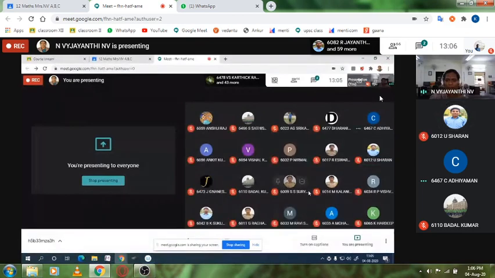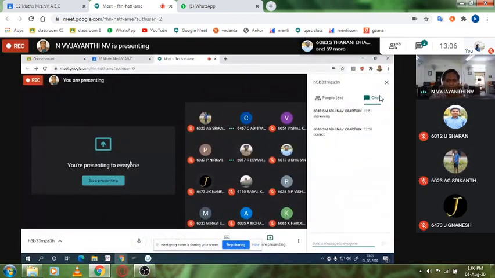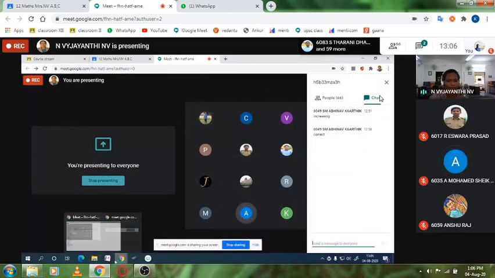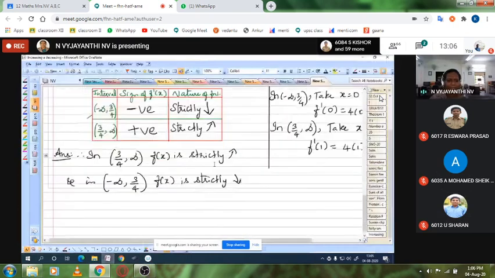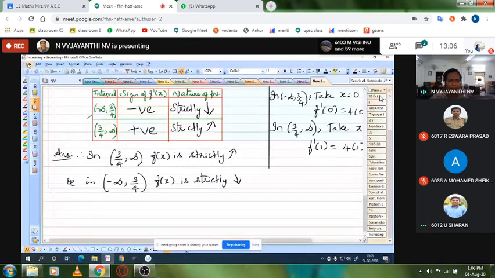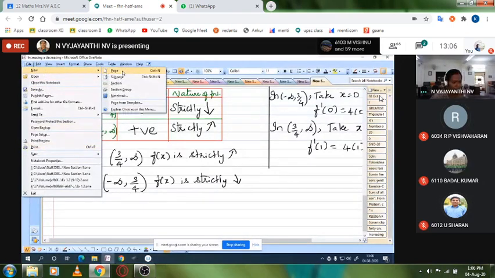Shall we move on to the next question? So in the previous case, why did we not say that it is only increasing or only decreasing function? We have taken only open interval, isn't it? That is why we are saying it is strictly increasing or strictly decreasing. Clear?